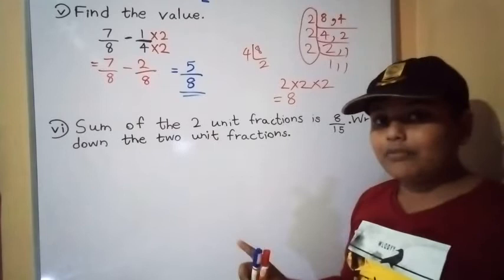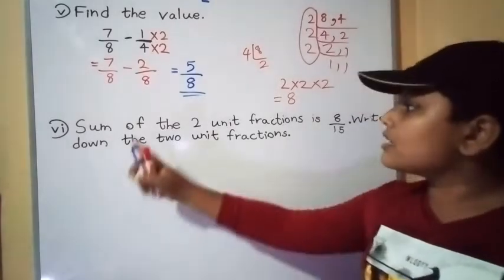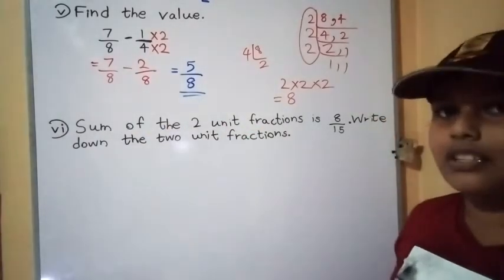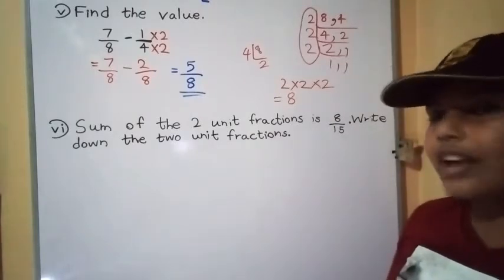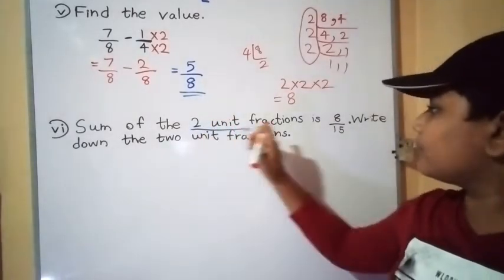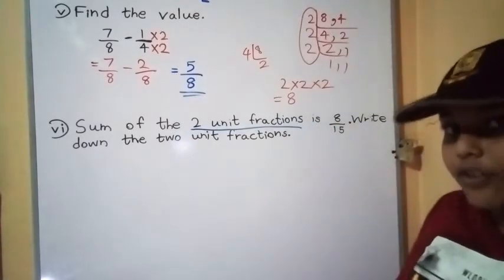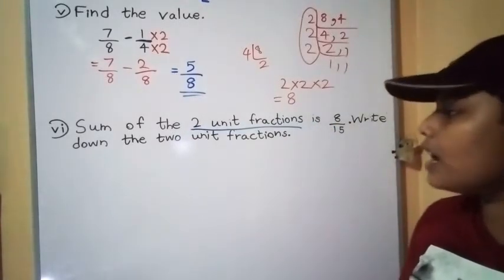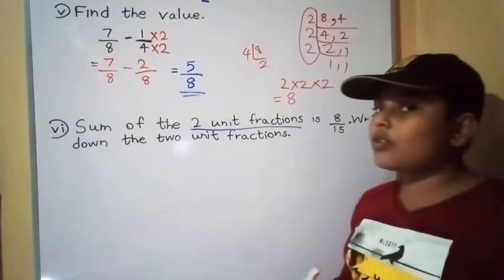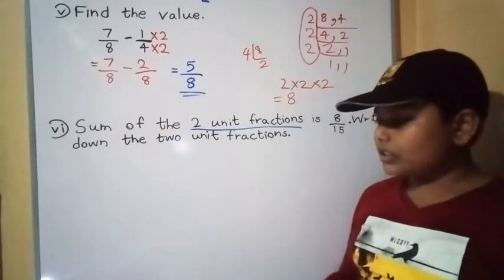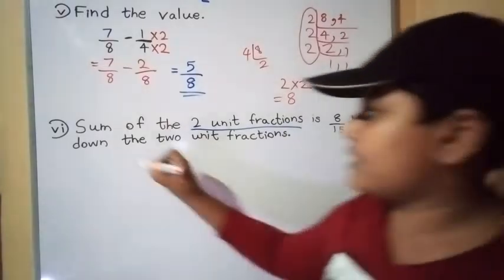Last sub question in the fourth question. The sum of the 2 unit fractions is 15 over 8. Write down the 2 unit fractions. Now you know the unit fractions.